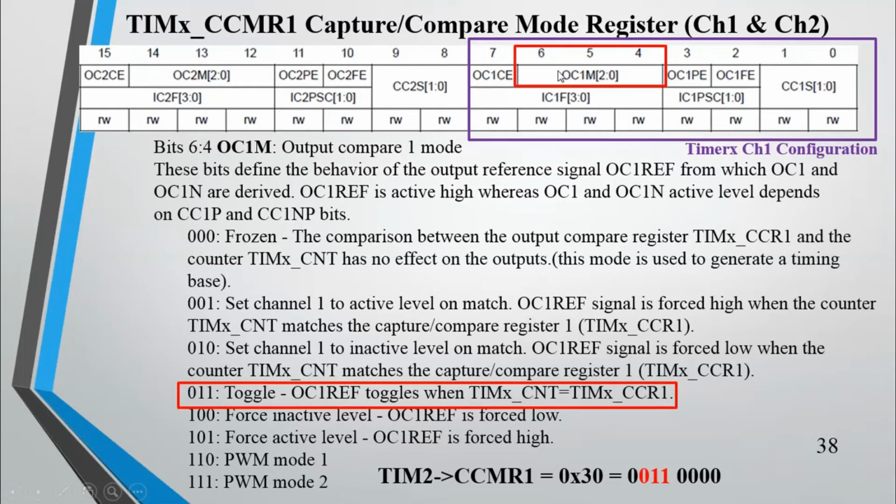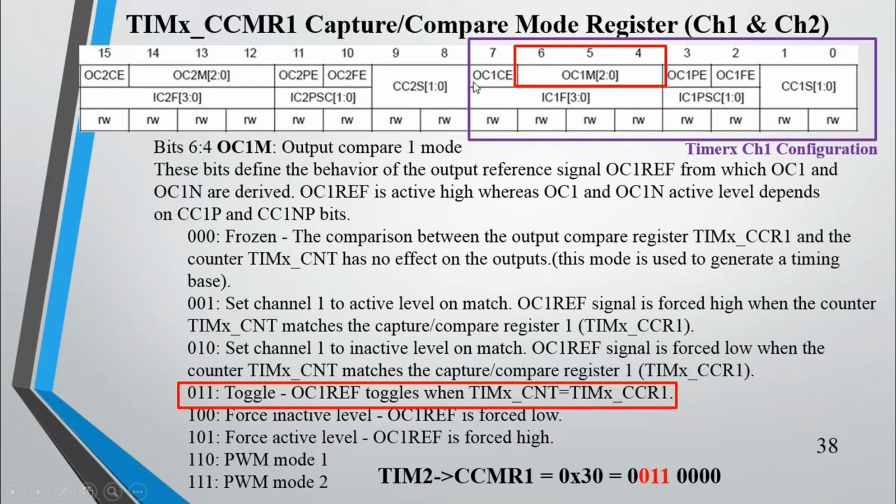Again, you can see that for each bit there are two rows. This is the first row, this is the second row. The first row corresponds to the bits which are used for configuring compare mode. The second row corresponds to bits which are used for configuring capture mode. Here bit number 0 and 1 are common to both capture and compare. Right, so we are going to see one by one.